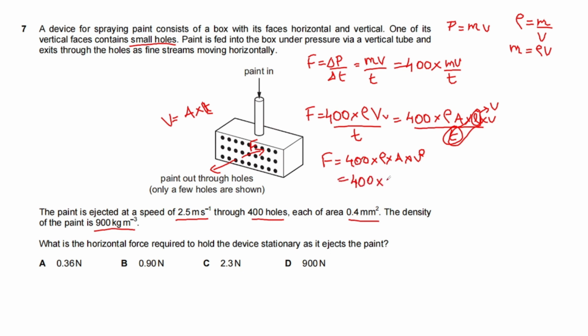So 400 multiplied by the density, 900, multiplied by the area, which is 0.4 millimeter square. So you need to convert into meter square. 1 millimeter is 10 to the power minus 3 meter. So 1 millimeter square would be 10 to the power minus 3 squared, which is 10 to the power minus 6 meter square, multiplied by velocity 2.5 squared, which is equal to 0.9 Newton. So option B would be the correct answer.